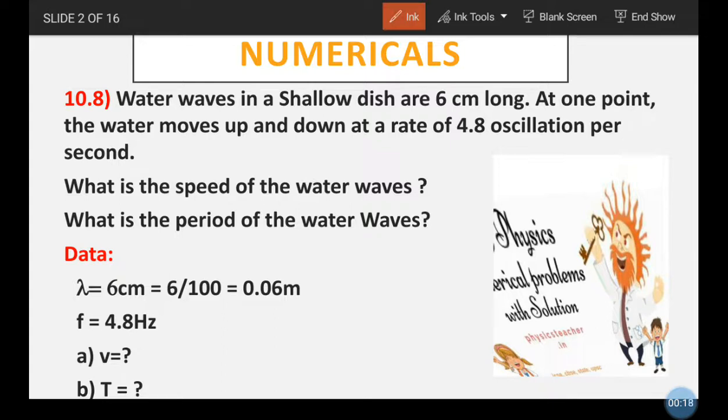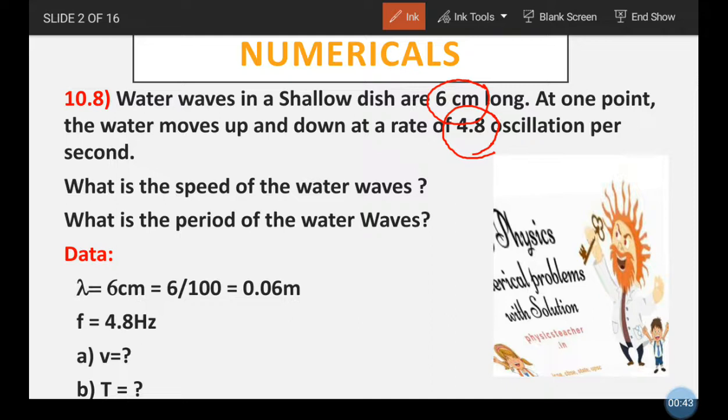Water waves in a shallow dish are 6 centimeter long. So here we have a wavelength which is 6 centimeter. At one point the water moves up and down at the rate of 4.8 oscillations per second.